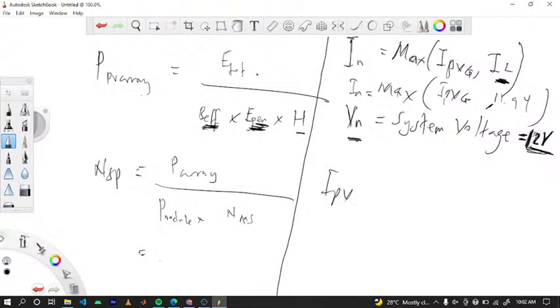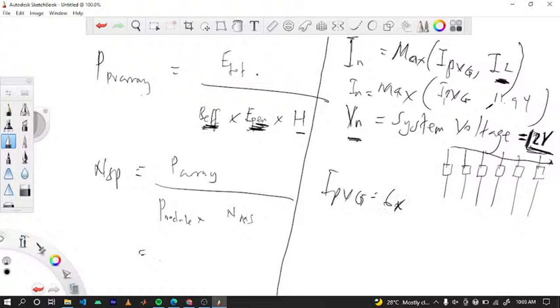Let's find our I_PV. Our I_PV is our photovoltaic current, right? So now we know that we had six strings in parallel. So how do I find the total current coming out of this? It will be six times the current in each branch.